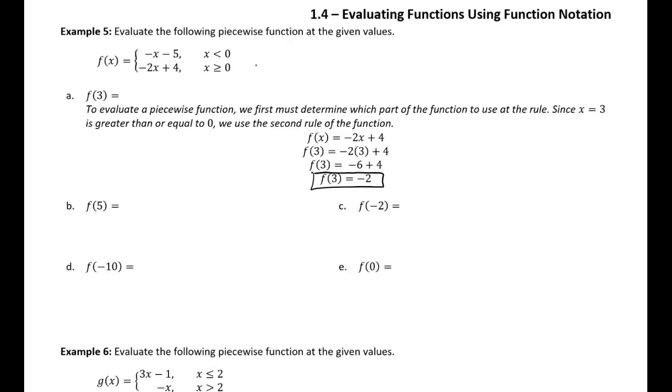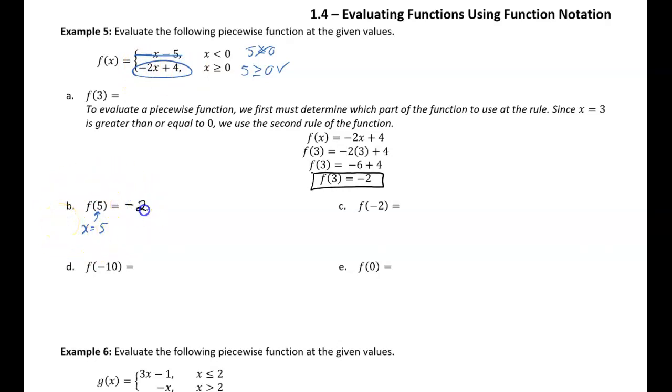We have f of 5. So f of 5, maybe something like this one, we're going to actually write out what our x value is. It's the 5. Because I don't know exactly which rule I'm going to use yet. I've got to figure that out first before I can write a skeleton. So if my x is 5, where does that belong? Is 5 less than 0? Nope. So I don't use the first rule. Is 5 greater than or equal to 0? Yeah. So again, this is the rule I'm going to use for this particular x value.